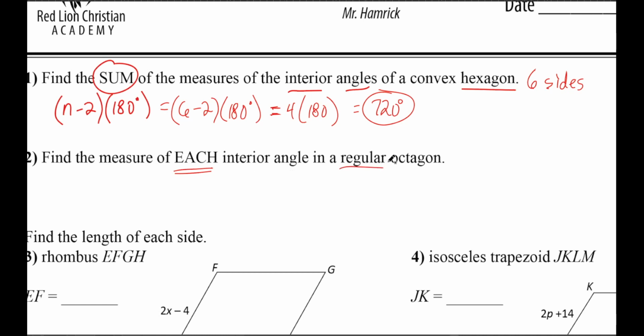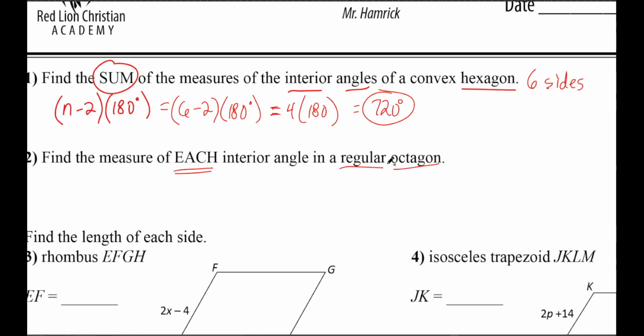What does that mean for a polygon to be a regular something? What does it mean if it's regular? All the sides are equal and all the angles are equal. Very good. And we just talked about this. What's an octagon? 8 sides. That's right.